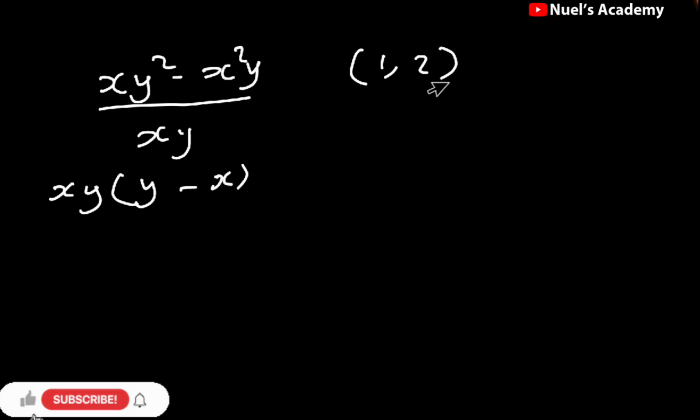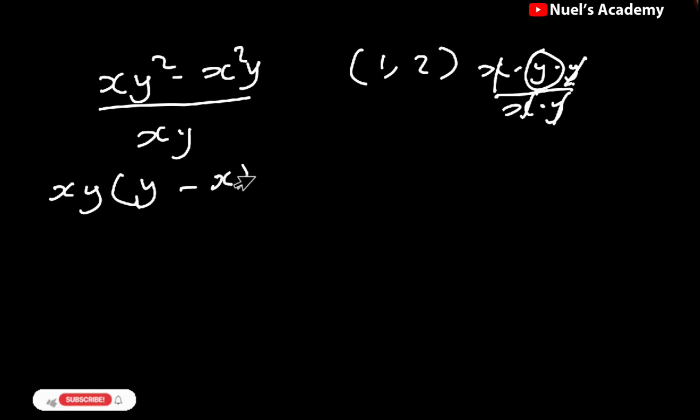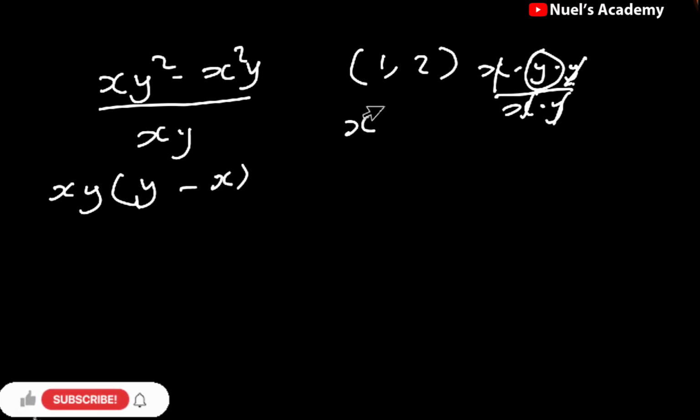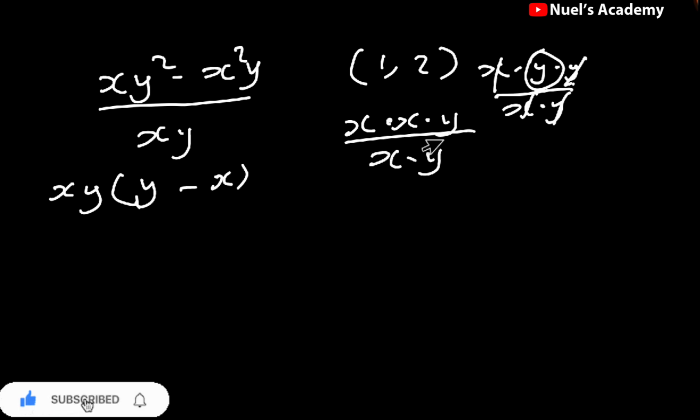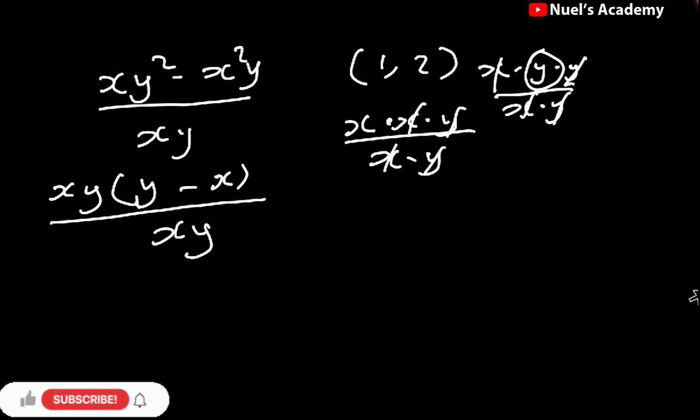So this simply means with x times y over x times y, this and this will cancel, this and this will cancel, be left with only y. That's how we got this y here. Then for this x, we have x times y over x times y. This and this will cancel, this and this will cancel, we'll be left with only x. That's how we got it here. Alright, then we have over xy. This and this will cancel, we'll be left with y minus x.